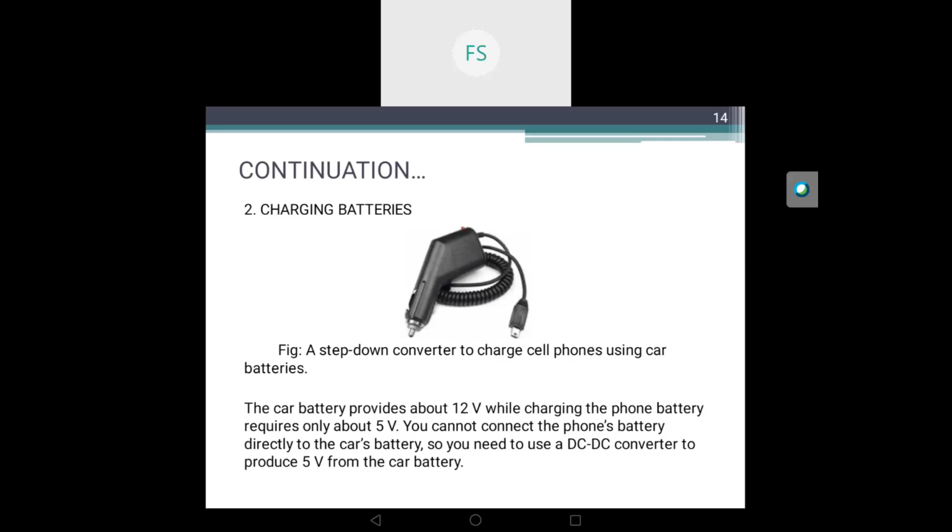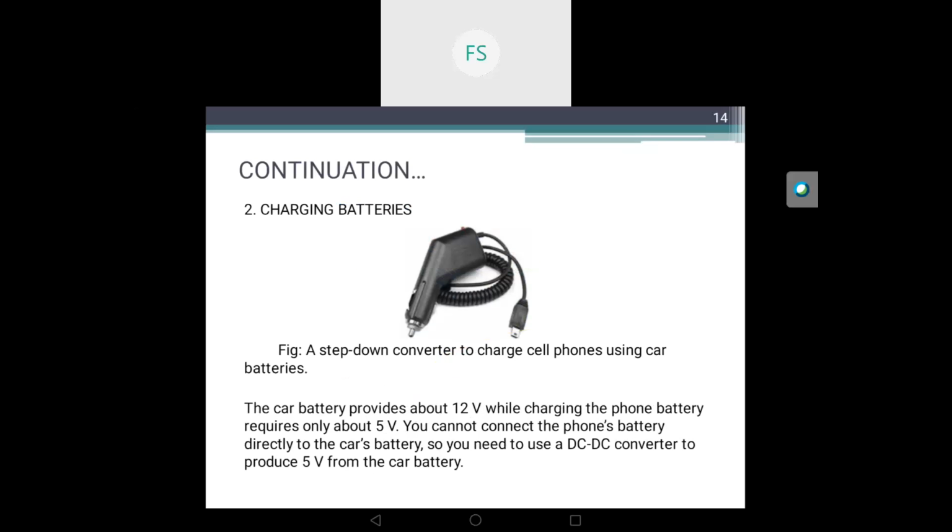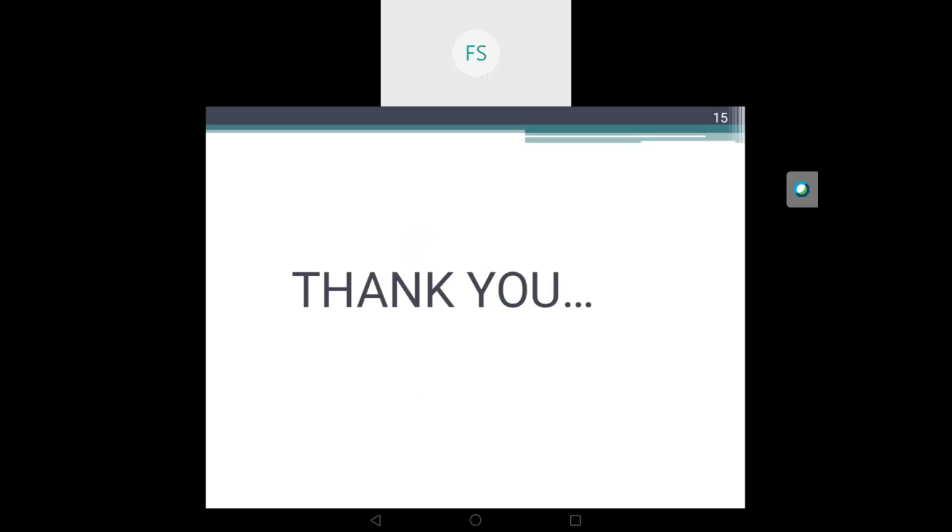So these are some of the applications. In one case, we have used a buck converter, and in the other, we have used a boost converter. There are many more DC to DC converters, like buck boost converters, Cuk converters, and many others. And there are many applications for them. Okay, so that was the end of the session. Hope you have understood what I meant.